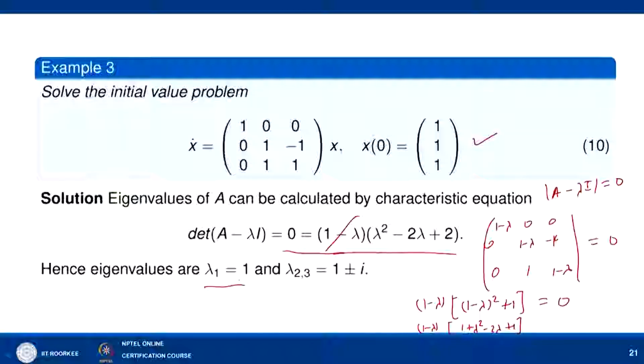Here you can find one root, that is lambda 1 equal to 1, and you can find the other roots from lambda squared minus 2 lambda plus 2 equal to 0. When you solve this, we get a complex root, that is 1 plus or minus i. So, let us denote lambda 2 as 1 plus i and lambda 3 as 1 minus i, because they come in a conjugate pair.